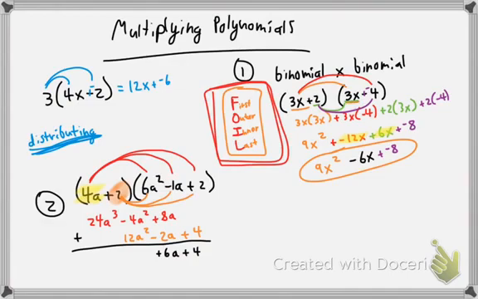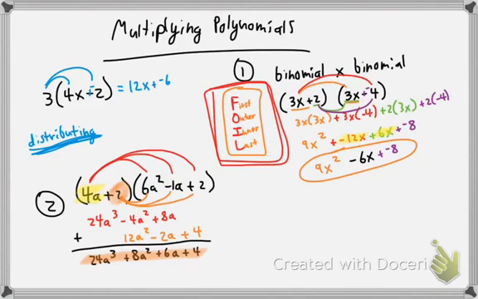Negative 4a squared and a positive 12a squared is going to give us a positive 8a squared. And finally, 24a cubed and 0, it's going to give us that right there, okay? So this would be a good answer for what (4a + 2)(6a squared - 1a + 2) equals. This is our good answer, okay?